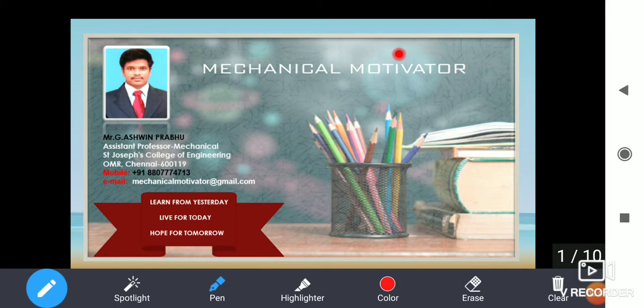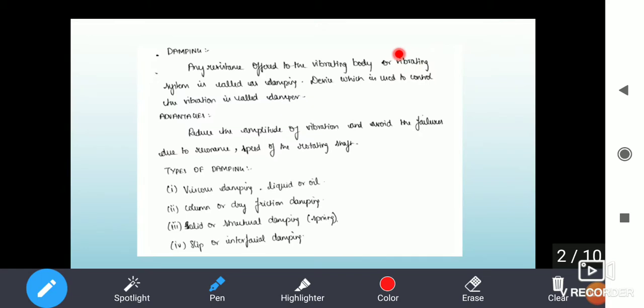So in today's video, we will be seeing a detailed explanation regarding damping. So what is damping? Actually, damping is nothing but any resistance offered to a vibrating body or vibrating system is called damping. A device which is used to control the vibration is called a damper. So actually what happens is vibration will be eliminated with the help of friction.